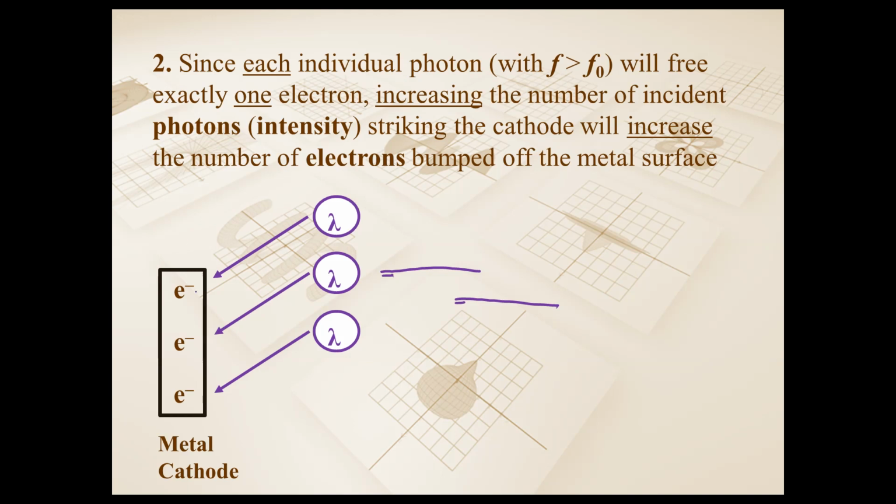Like if I shine one photon and release an electron, or I shine two photons and release two electrons, the electrons are going to be released at the same speed. Increasing the number of photons doesn't give each electron more energy, because only one photon is striking one electron. So they all get released at the same speed if you're looking at light at a constant frequency, monochromatic light.